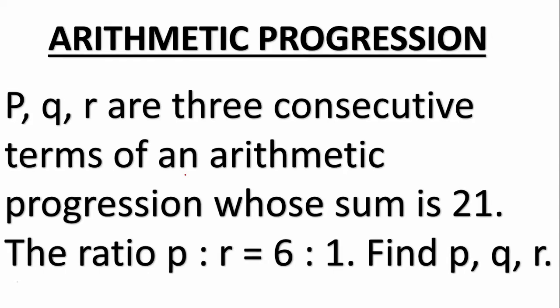This video is all about the arithmetic progression problem. Now we are given P, Q, R, which are three consecutive terms of an arithmetic progression whose sum is 21. The ratio P is to R is equal to 6 is to 1. Find P, Q, and R.